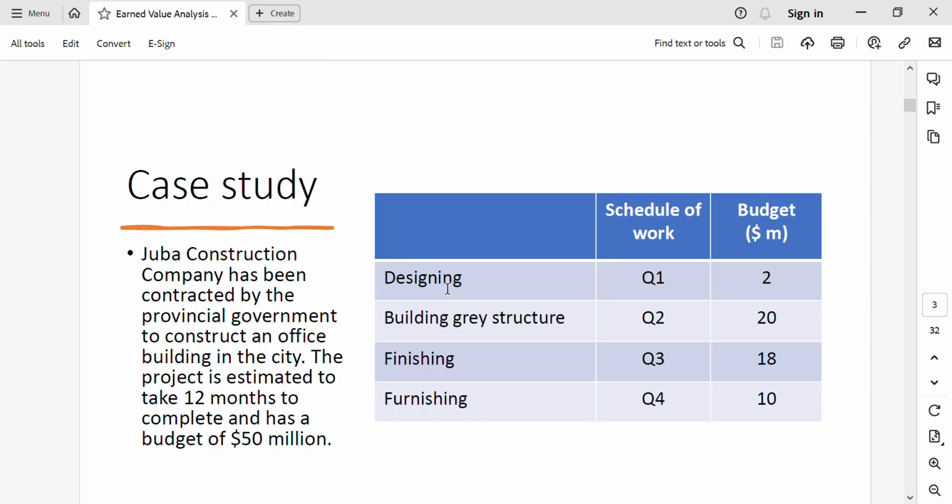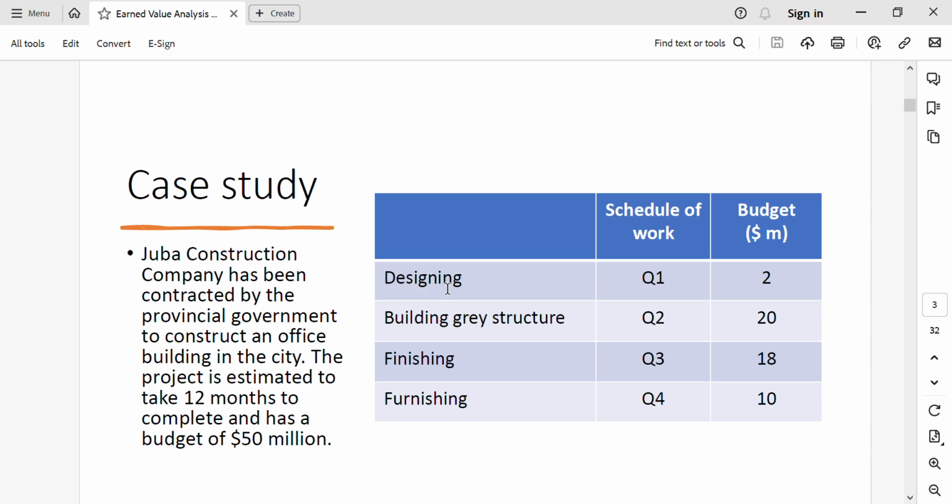Let me now introduce the case study which we will use in this session. Jubba Construction Company has been contracted by the provincial government to construct an office building in the heart of the city Jubba, that is the capital of South Sudan. The project is estimated to take 12 months to complete and has a budget of $50 million. The project has 4 work packages.